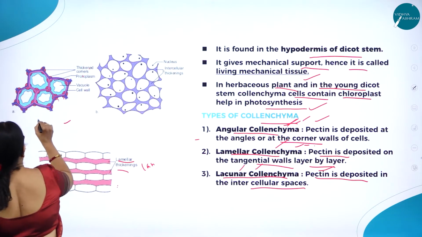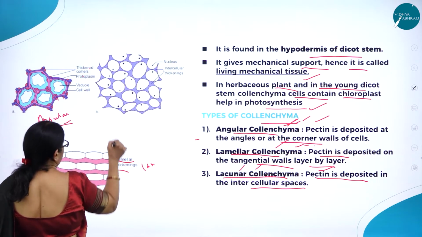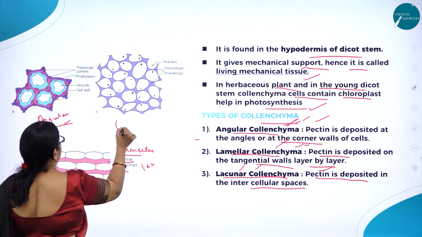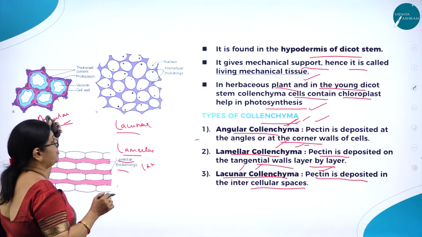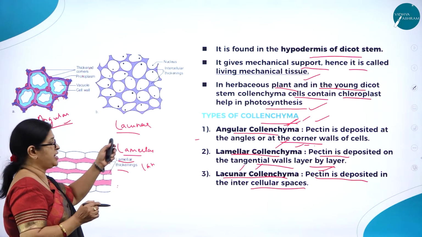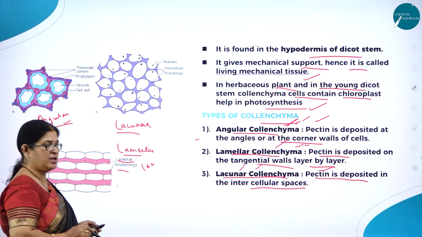This is called angular, and this is called lamellar, and this is called lacunar. So here the cell wall deposition is at the angles. Here the cell wall deposition is in the intercellular spaces. Here it is on the tangential walls. Here you can see on the tangential walls.